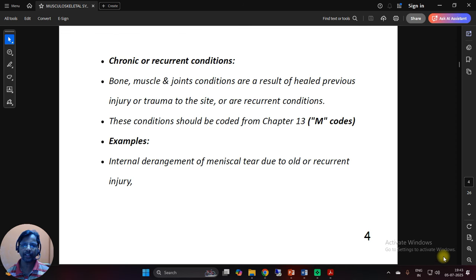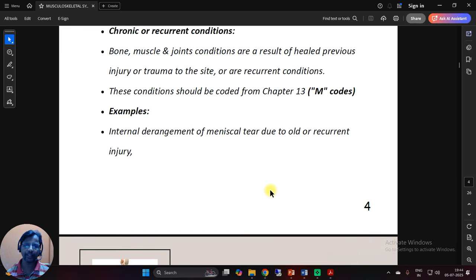Next, we need to understand chronic or recurrent conditions. Okay. So bone, muscle and joint conditions that are a result of a healed previous injury or trauma to the site, or recurrent conditions. Recurrent means again and again. So if the patient has any type of healed injury or trauma, you need to code from M codes, chapter 13. Examples of chronic or recurrent conditions are internal derangement of meniscal tear due to old or recurrent injury. So in the documentation, if the patient has an injury that is old, you need to use the chronic or recurrent condition M codes.